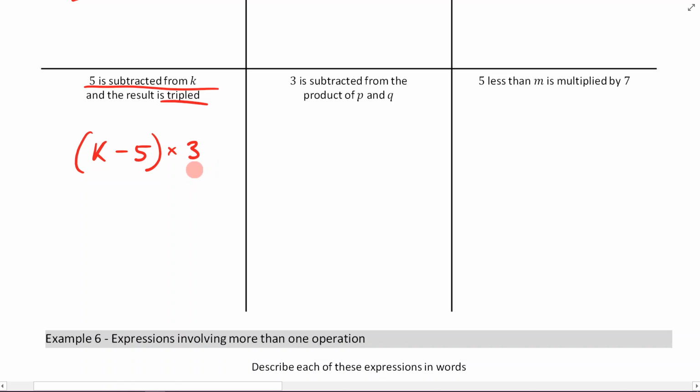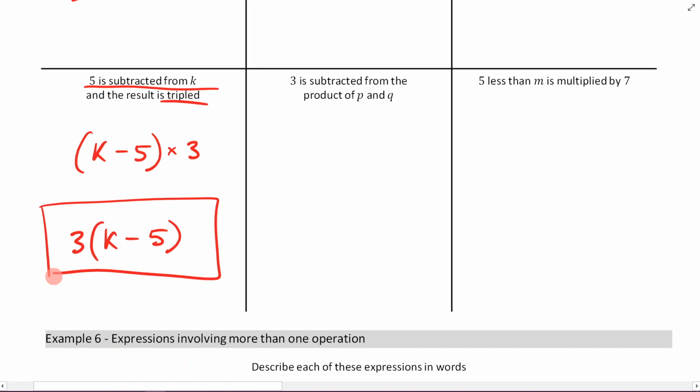Then we have to remember our algebraic conventions. We don't like putting in multiplication signs. So the way that we answer this is like this. So we've got this 3 times what's inside here. And we always put the number to the front, just like our coefficient. So this is our answer.